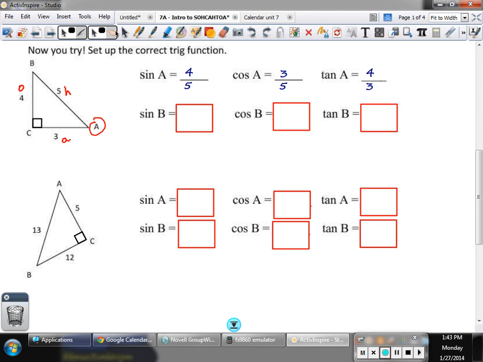The sine of B, well, let's change colors here and make sure we're looking at the right thing.